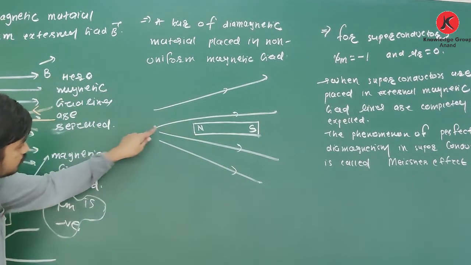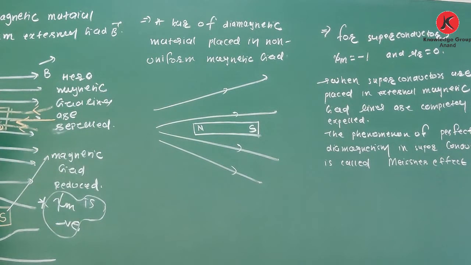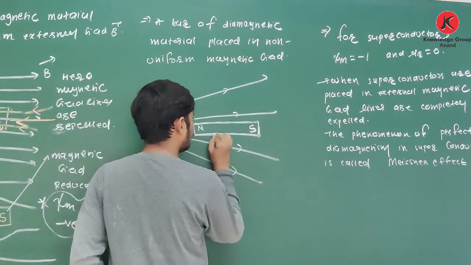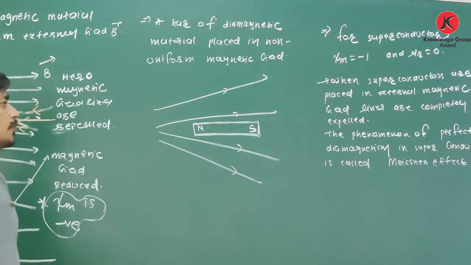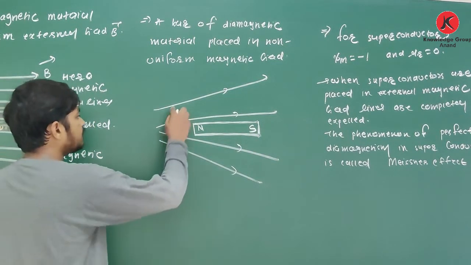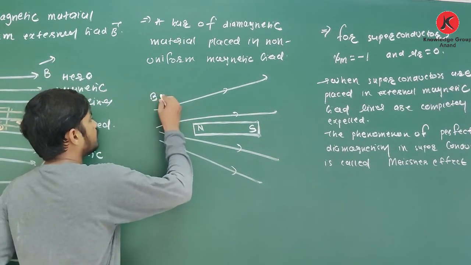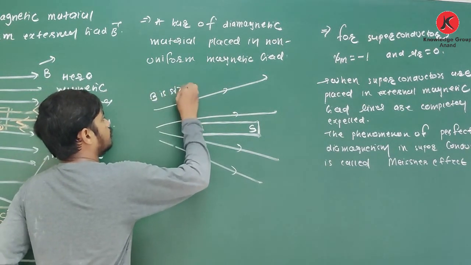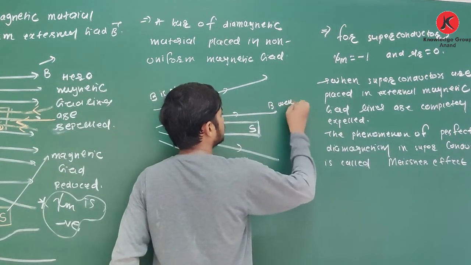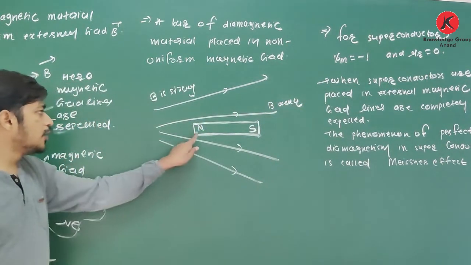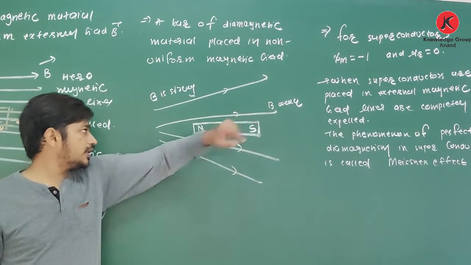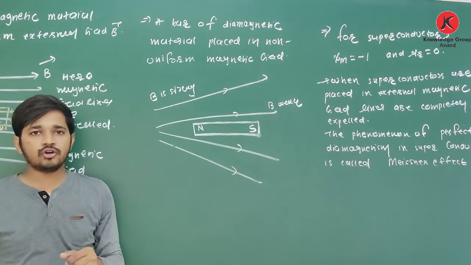So the magnetic field produced will be in the opposite direction. Simple. Yes or no? Yes. So here it is magnetized in the opposite direction. Now, from the figure we can easily see, in this region the magnetic field B is strong, and in this region the magnetic field B is weak. So we can say the north pole is in the strong magnetic field, and the south pole is in the weak magnetic field. Yes or no?